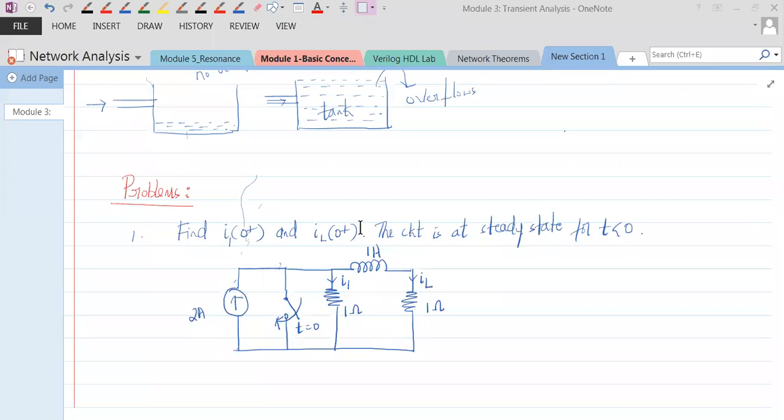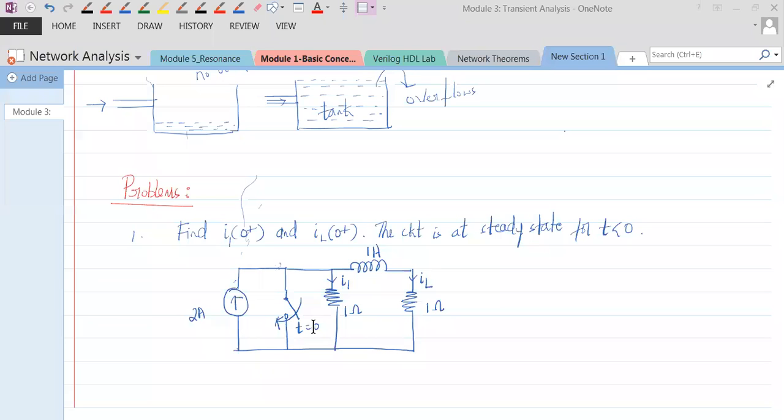One more thing they're telling us is the circuit is at steady state for t less than 0. That means before the switch is closed, the circuit was in steady state. I didn't use this word steady state yesterday when I was explaining things. What is steady state? Steady state is something wherein there will not be any changes in the conditions. If the switch is open for a long time, the circuit is in steady state. If the switch is closed for a long time, then it is in steady state.